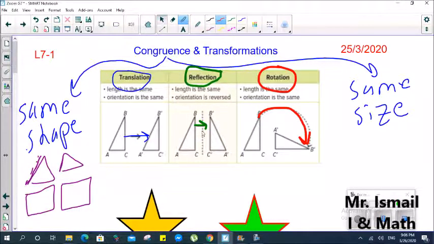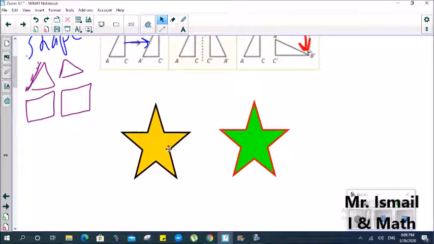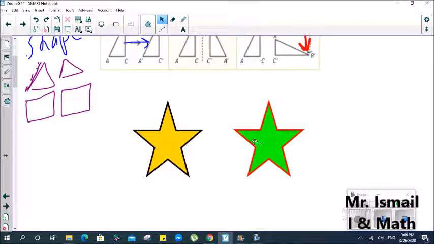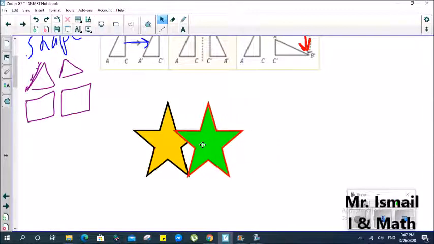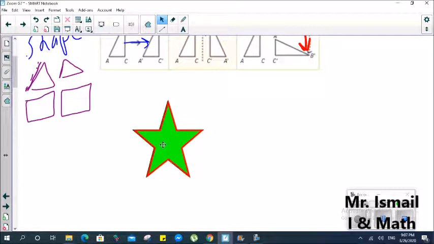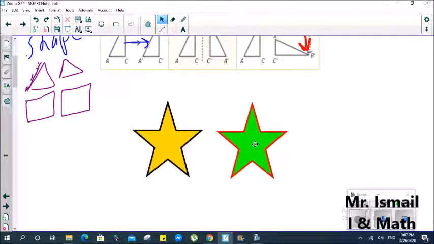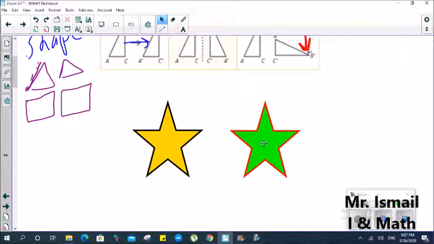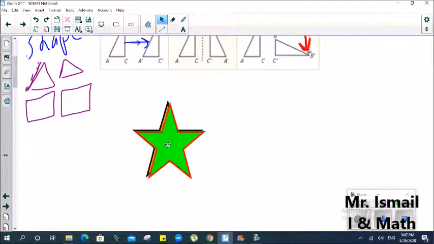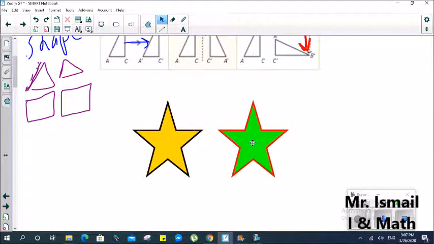Let's take the first example. I have here 2 stars. The question is, can I say that the 2 stars are congruent? Yes. How do I know? I will move it. The two figures will match, right? So what I did, I used translation. I moved the green one and put it to match the yellow one. So I used here what? Translation.